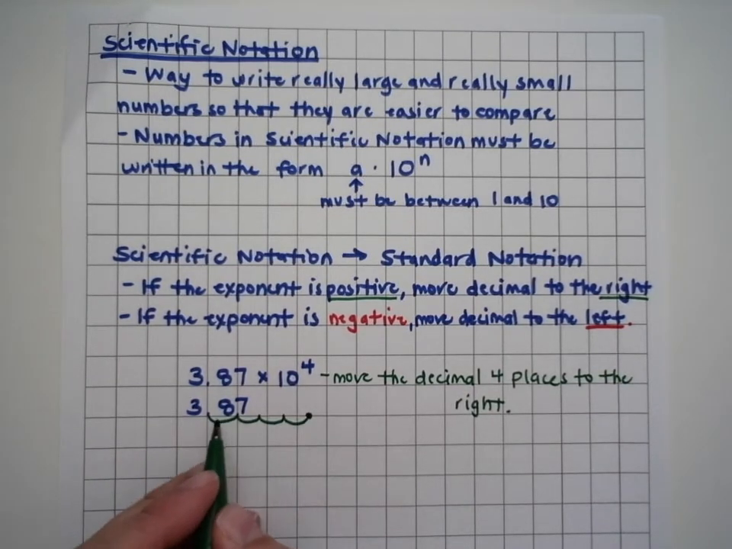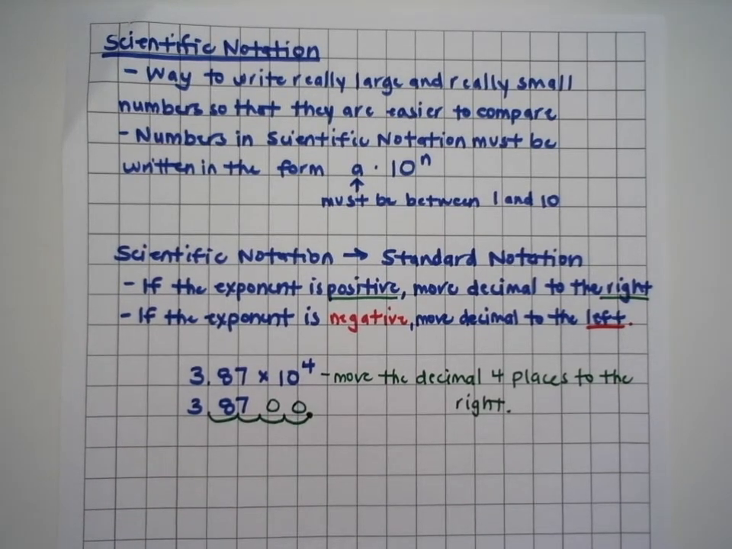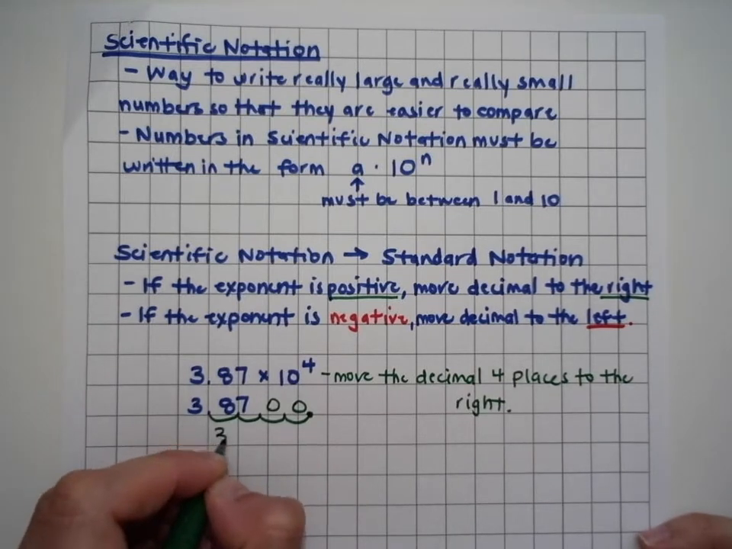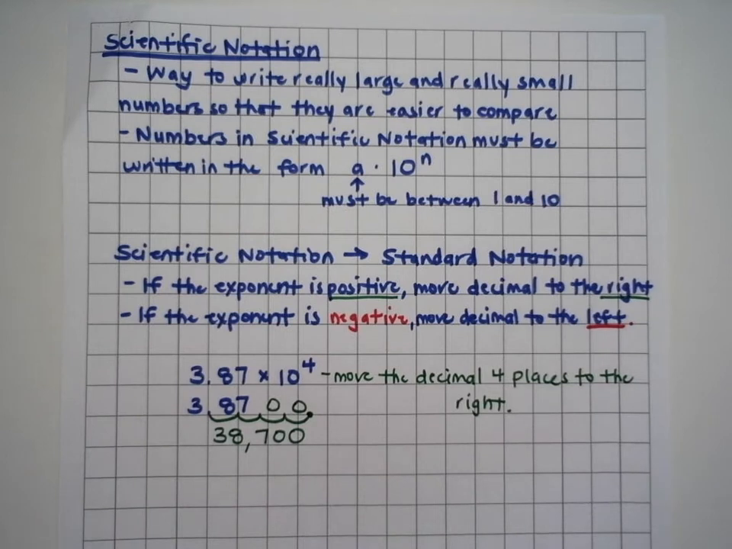And anywhere there isn't a number, so we have a number in the first spot, in the second spot, but not in the third and fourth, we're going to have to add those zeros. And so 3.87 times 10 to the fourth power is 38,700 when converted to standard notation.